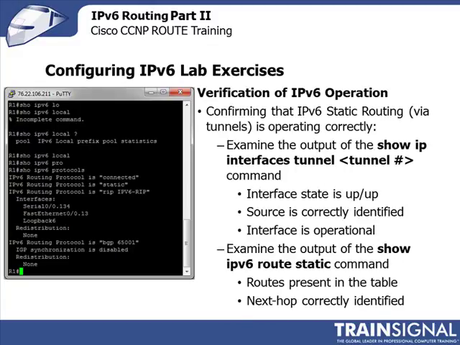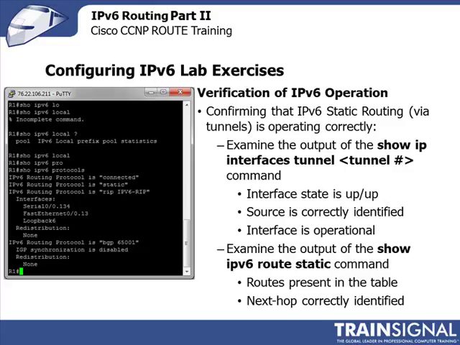Making certain that IPv6 static routing is working correctly, which, if you remember, with the exception of GRE, all the other tunneling mechanisms require static routing of some type. The exception to that, of course, is the auto tunnel. But you can show the IP interfaces tunnel with the tunnel number command. Make sure that the interface state is up. Remember, the first up is the physical, which with tunnels is kind of a misnomer, but the second up is the line protocol.